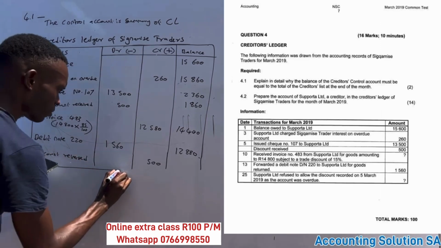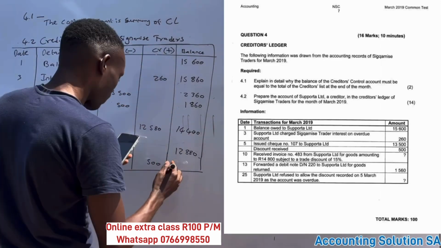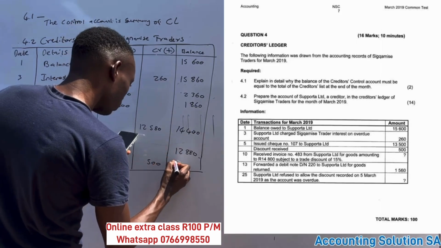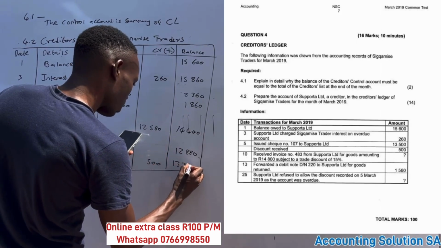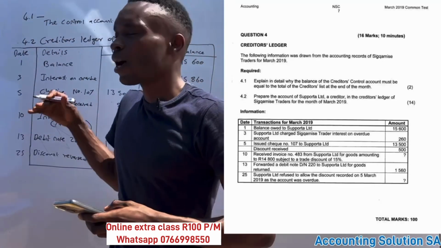Okay, so we reverse the 500, which is going to increase liability because they said no. Then it's going to give us the amount of 13,308. That's how you should prepare your creditors ledger account. I hope you learned something.